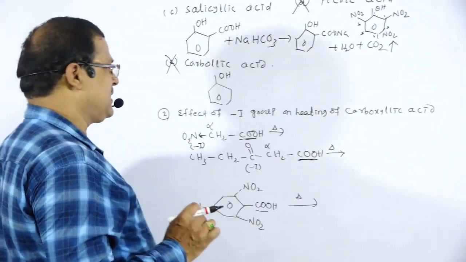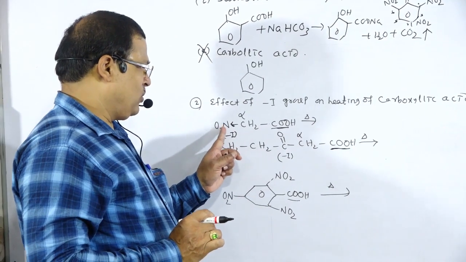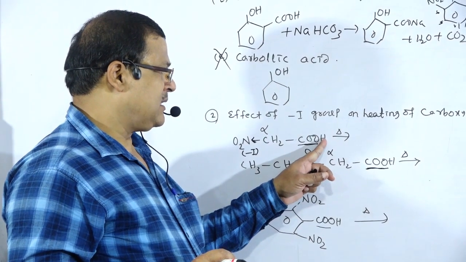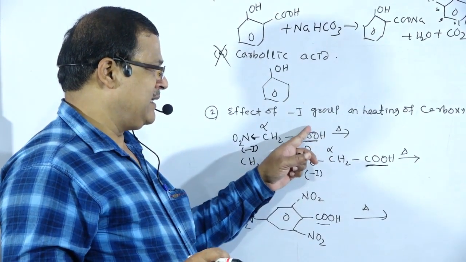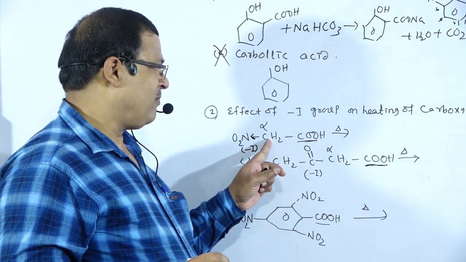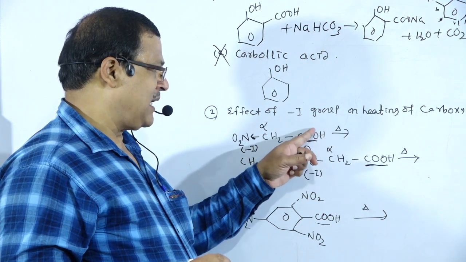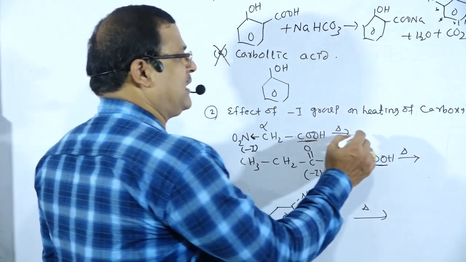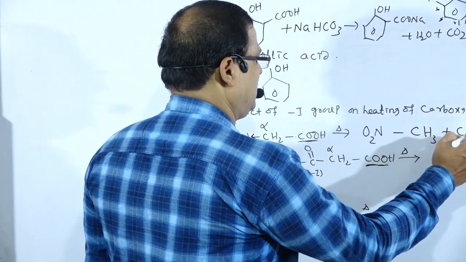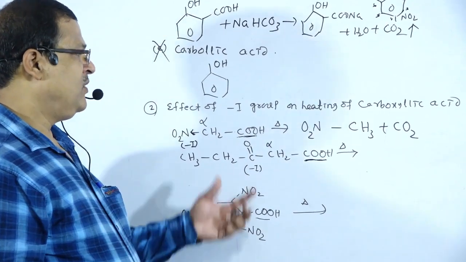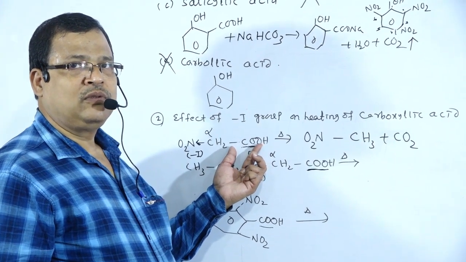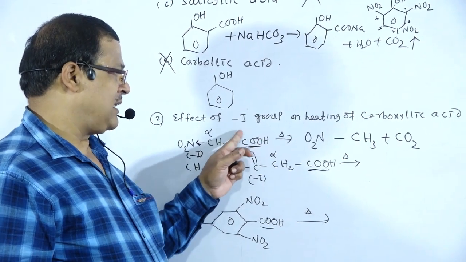What will the product be in this case? It is NO2 bond CH2 bond H, that is CH3. The COOH is removed in the form of carbon dioxide, and a hydrogen atom is attached to this carbon atom. So there is the formation of NO2 bond CH3 plus CO2. Mark this: carbon dioxide gas is released from that COOH group.